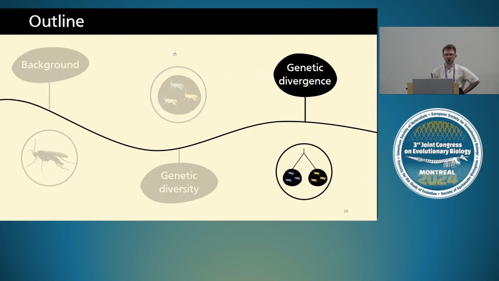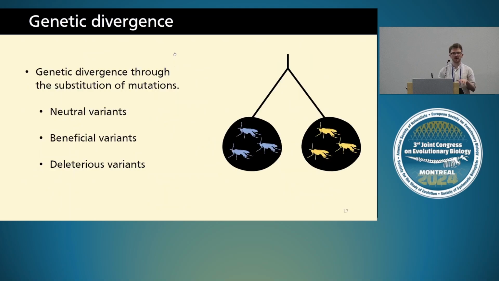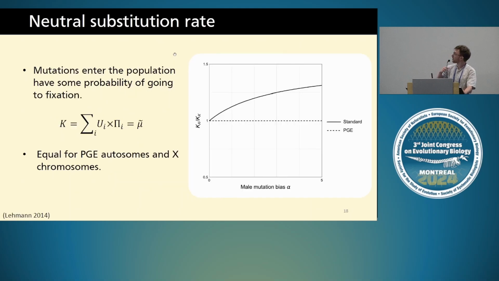So we can now think about some of the consequences for genetic divergence between populations. There might be a number of processes that drive differences in the fixation of mutations between populations, and I'm going to focus on neutral variants and beneficial variants today. If we think about the neutral substitution rate, mutations are entering our population, and then with some probability, they're going to fix. So our substitution rate, K, is given by the number of new mutations entering in a particular class, that might be new mutations in males or females, and then in that class, there's some probability of fixation.